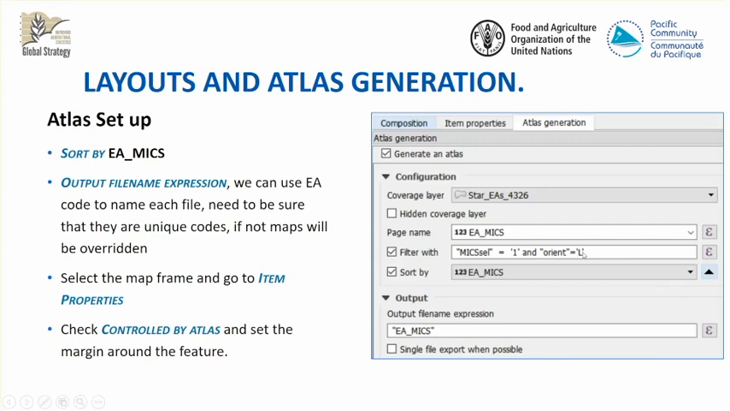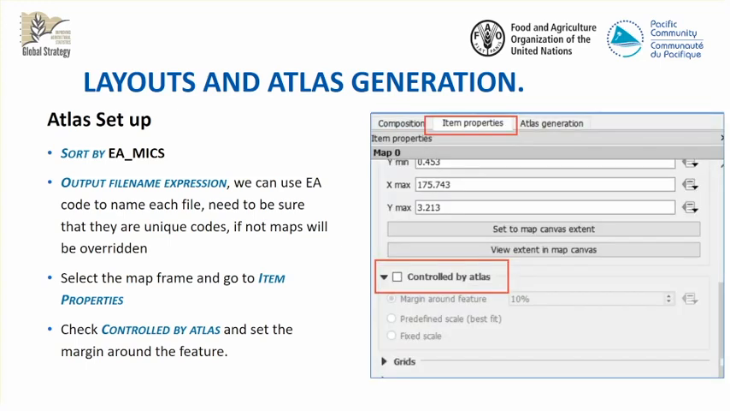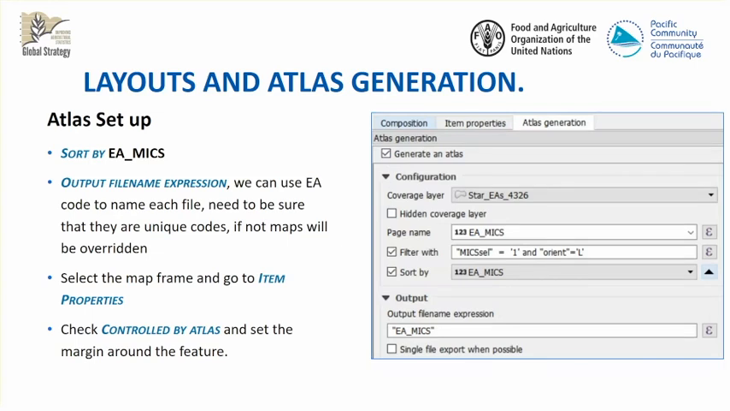Sorry, because this should be P. And we sort by the EA mix code, to go from EA1 to EA22, for example. And then the output is the name of the file. So we need to be sure that the name of the file is going to be given by one of the fields.